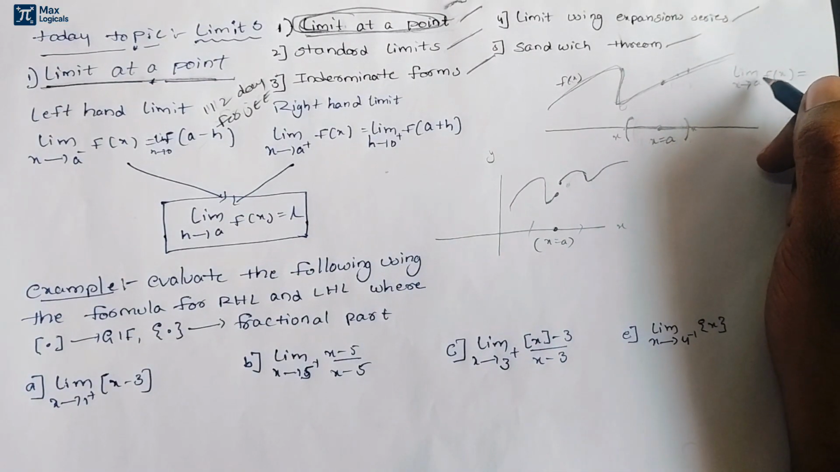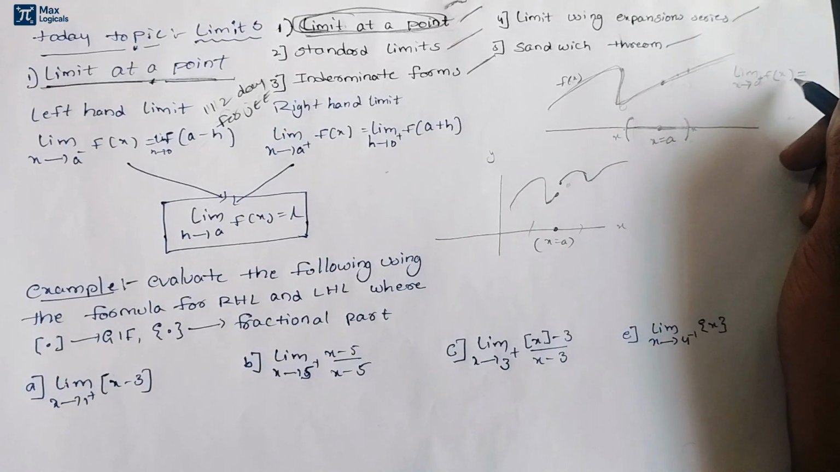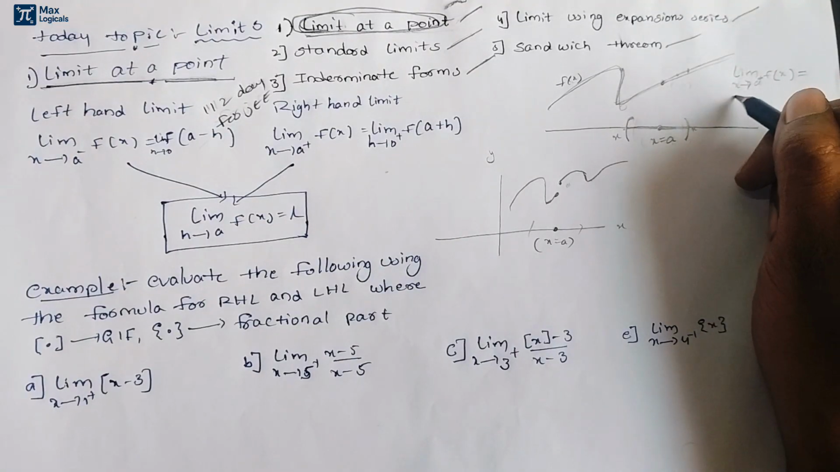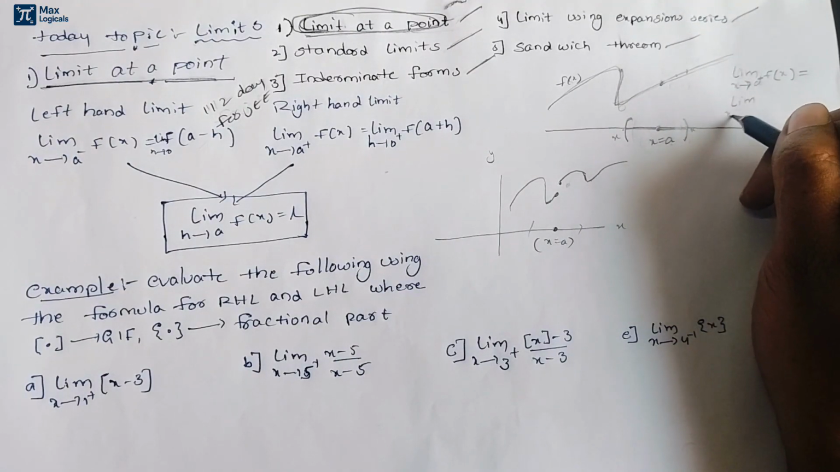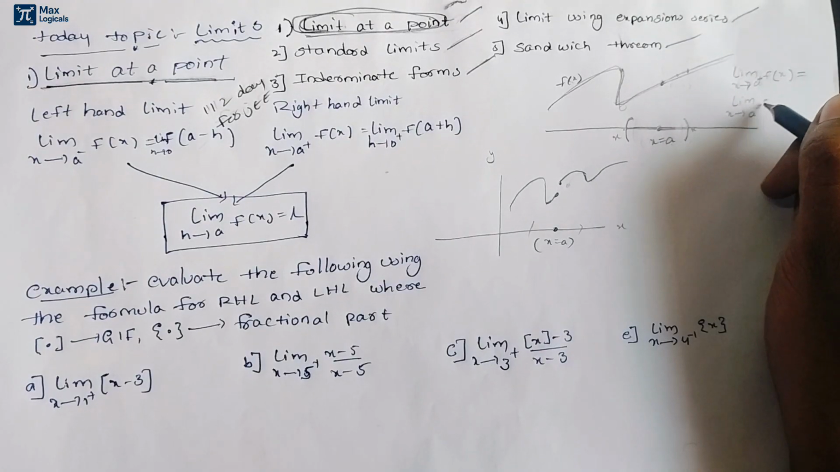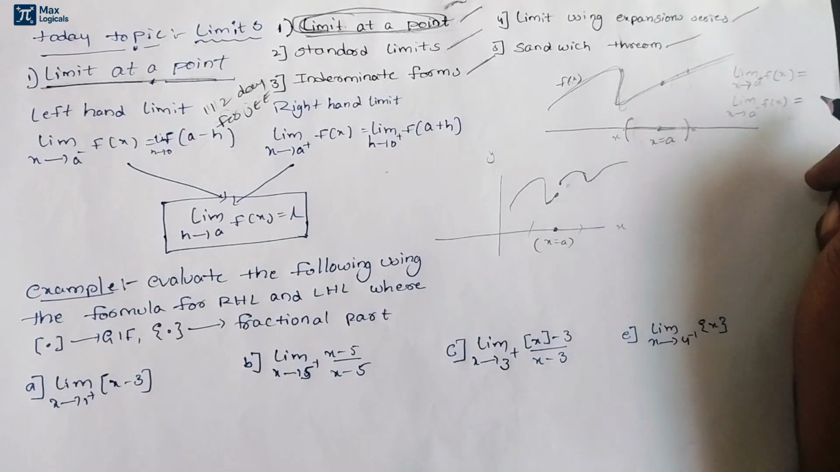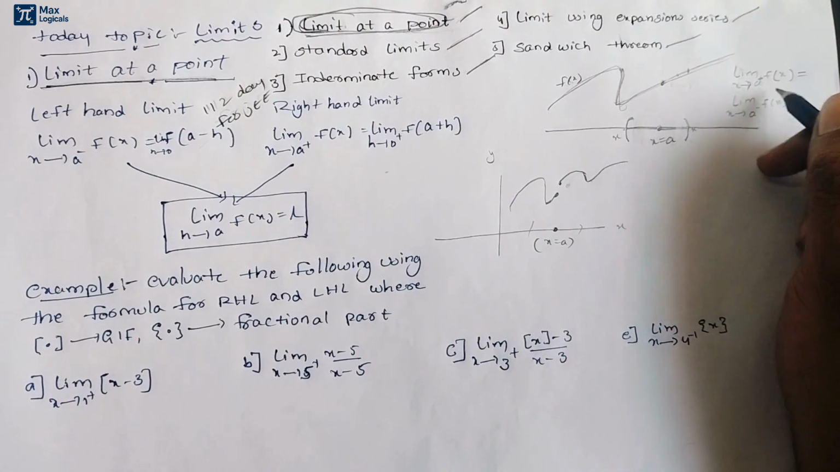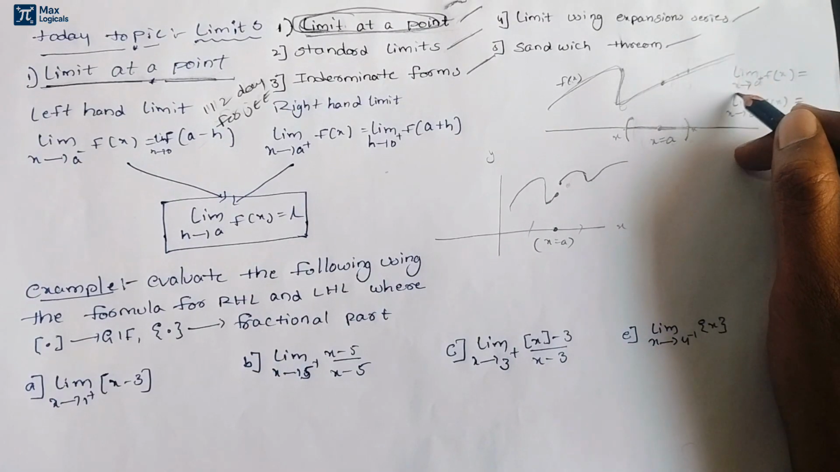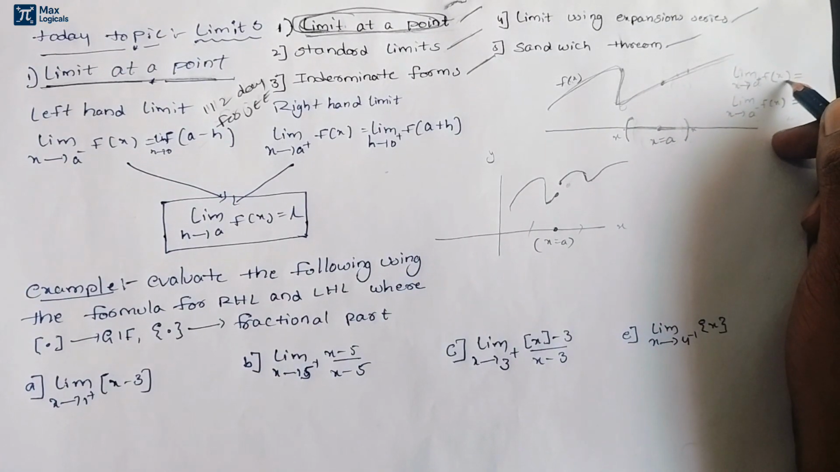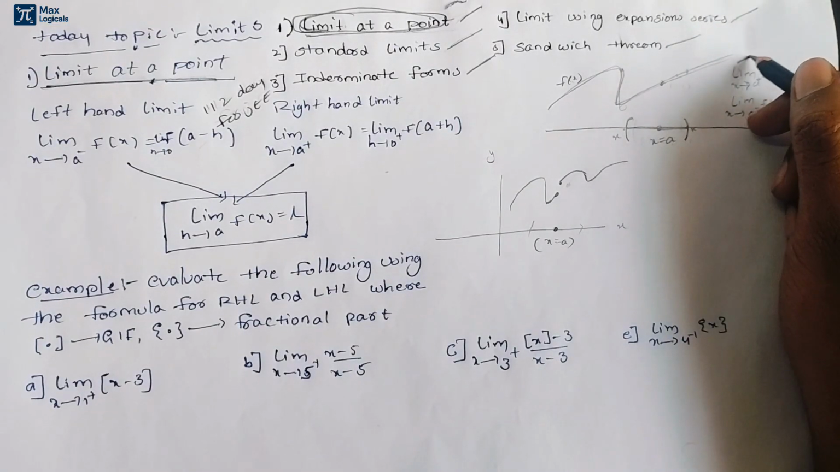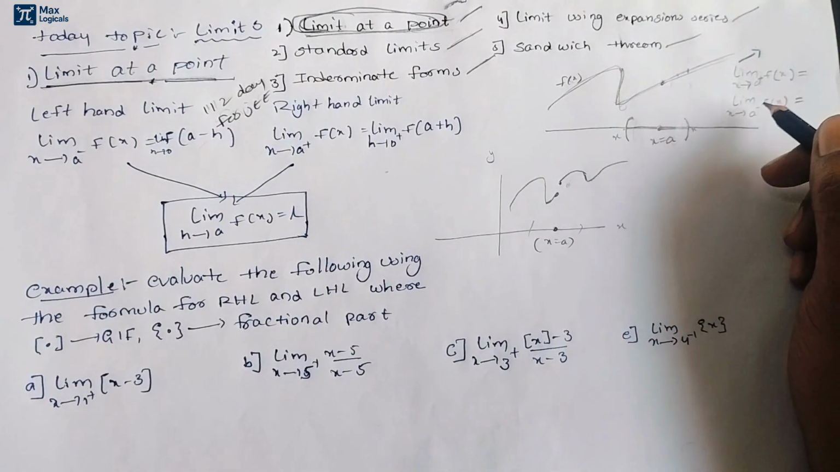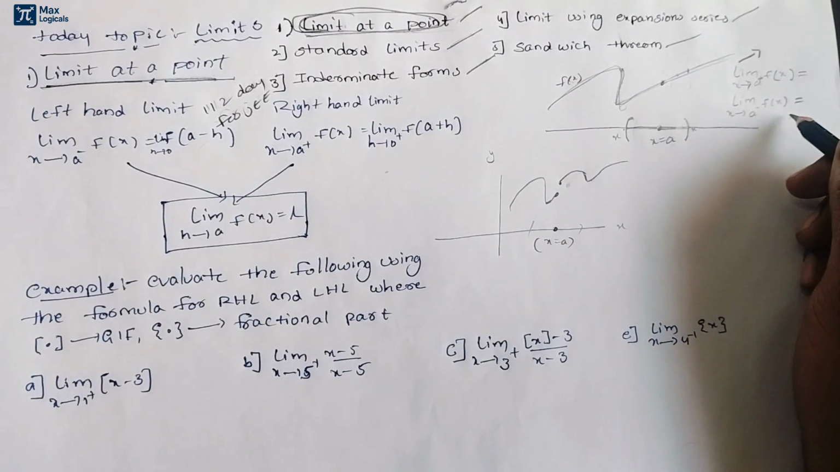When limit x tends to a minus of f of x, we call it the left hand limit, and limit x tends to a plus of f of x is the right hand limit. This is called the right hand limit, and this is called the left hand limit.